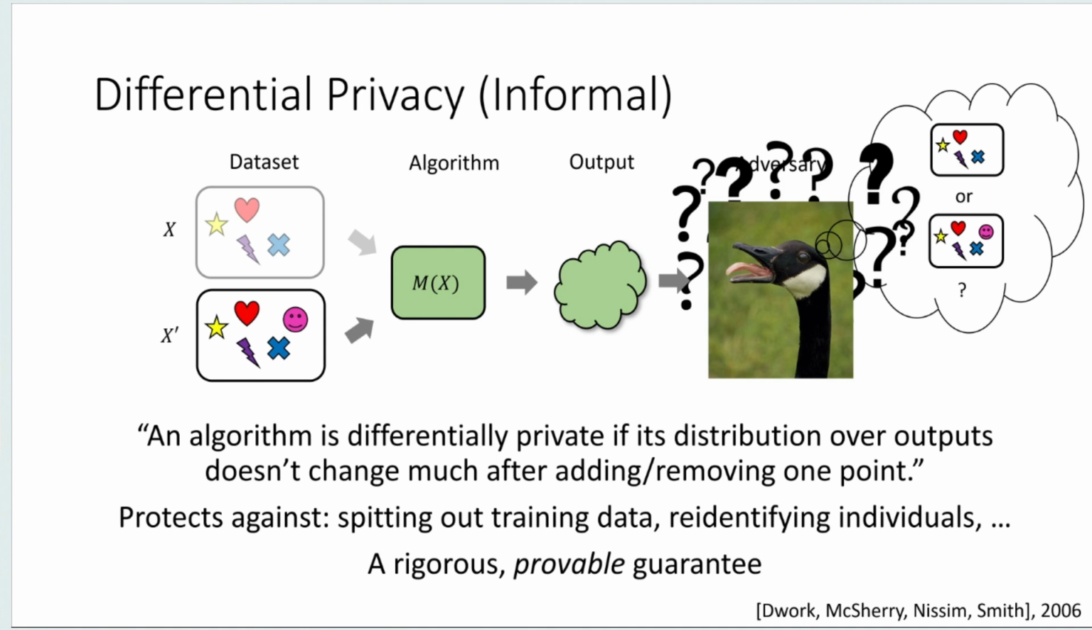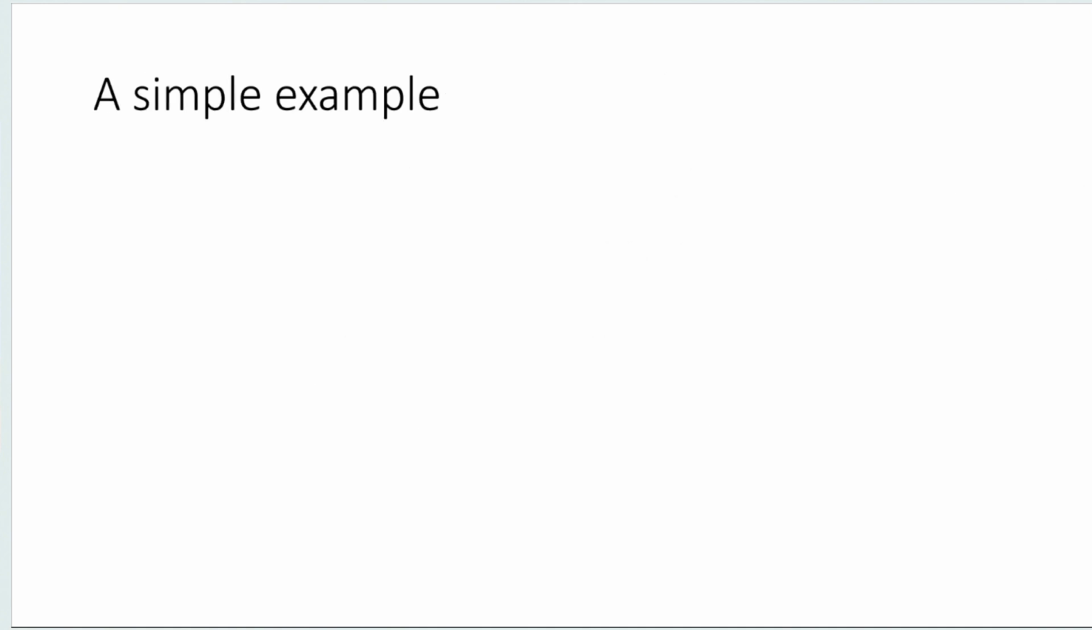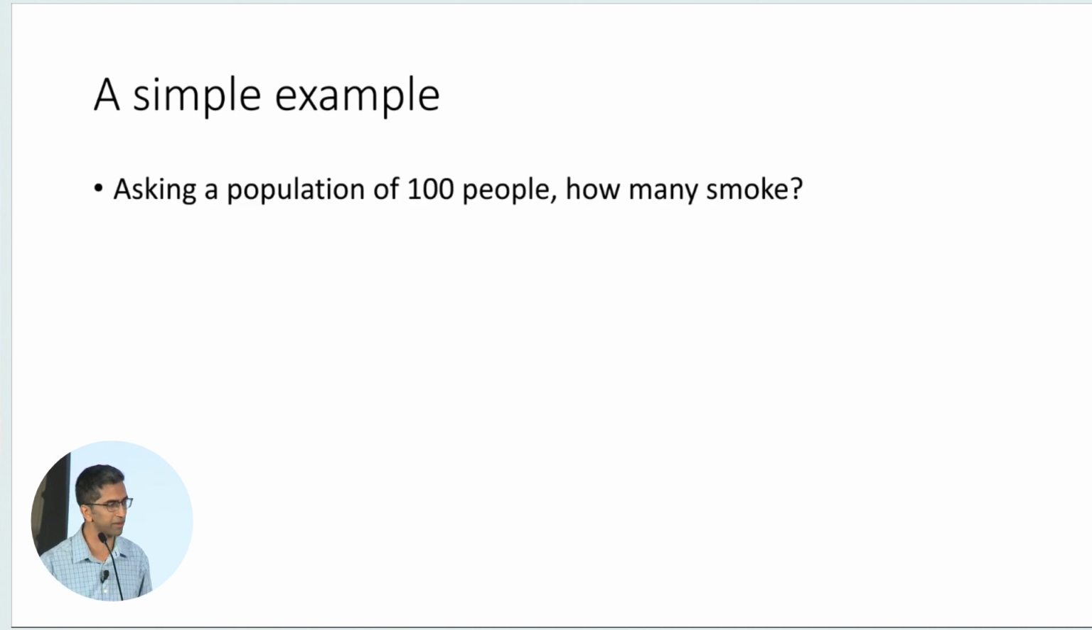So this is a little bit abstract for now, what differential privacy is, but I want to give you a very concrete example, a very simple concrete example. Just one of the most basic questions you can ask. Suppose there's a population of 100 people, and you want to know how many smoke. And let's suppose 20 of them say yes.